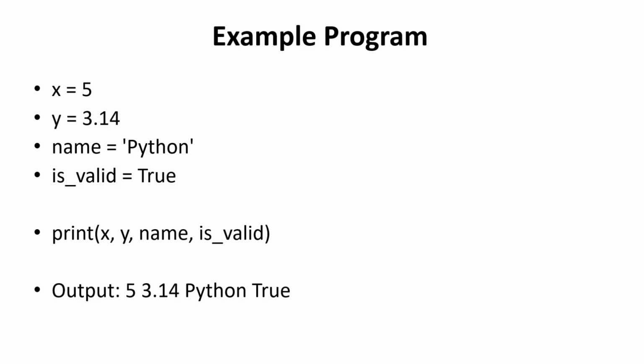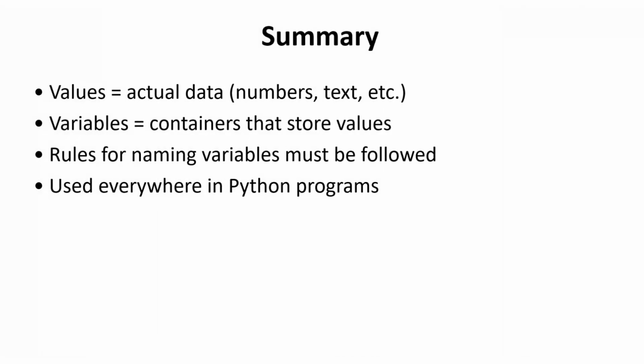2nd_place starts with a number, so this is not a valid variable. It is an invalid variable. Next one is my variable with a space. It contains a space. Next one is for. It is a Python keyword.